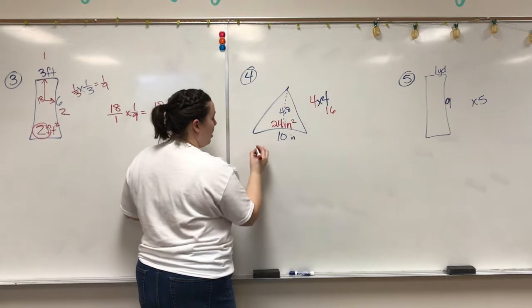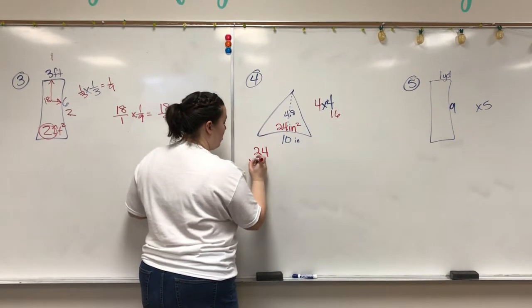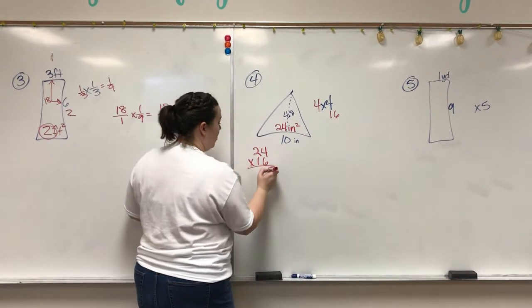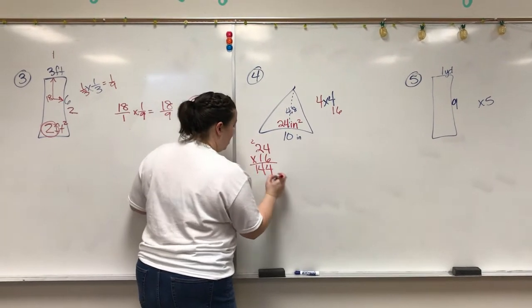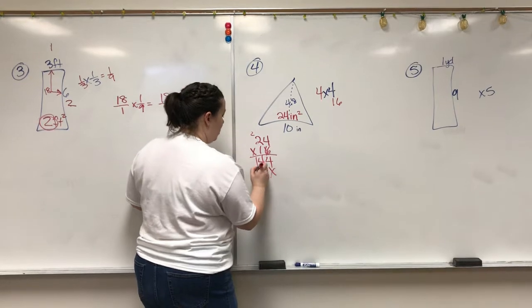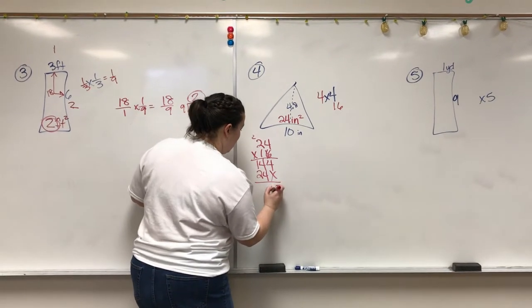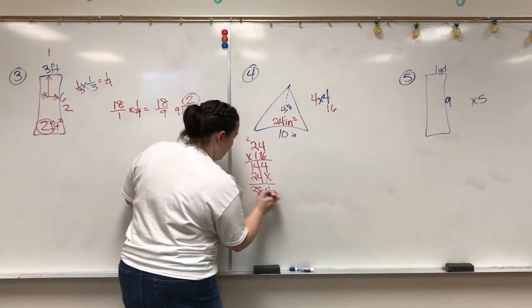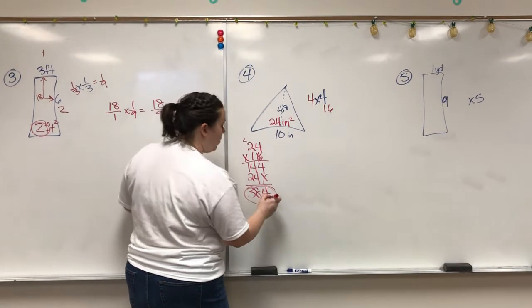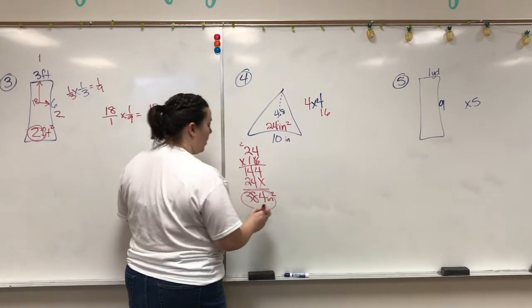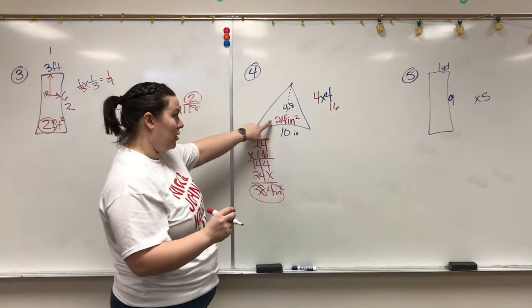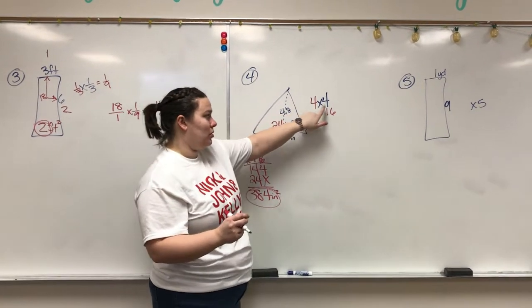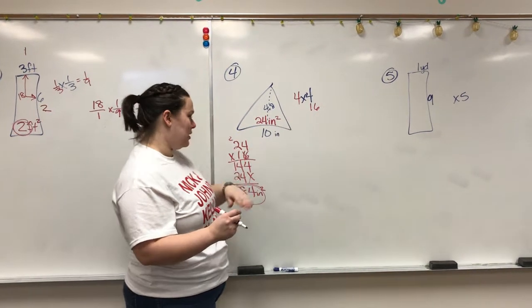Take your original area, 24 times 16. Done with the 6, cross it out. 24, 4, 8, and 3. 384 inches squared. Okay? That is taking the original area and multiplying this by itself, which would be 16.